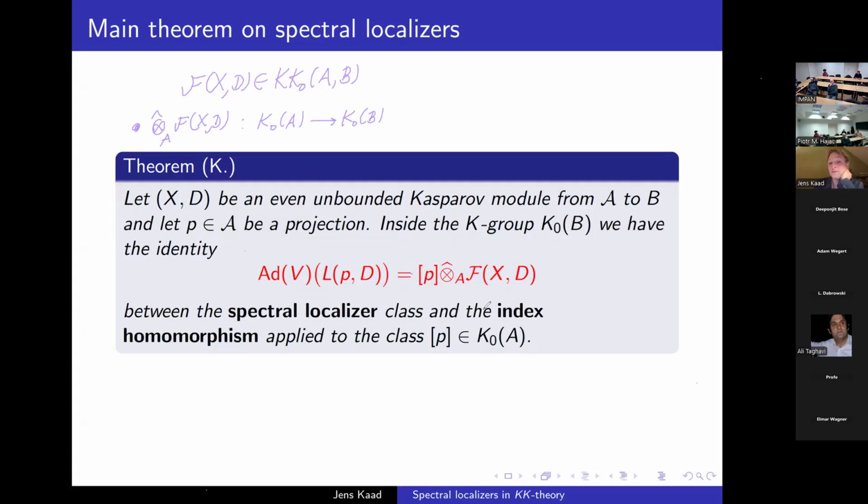And this result of applying the index homomorphism to my projection P actually agrees with the class I get from the spectral localizer. So in this fashion, I have computed the index homomorphism in terms of spectral localizers. And okay, I have a few more comments about this, also relating to the comment by Adam.